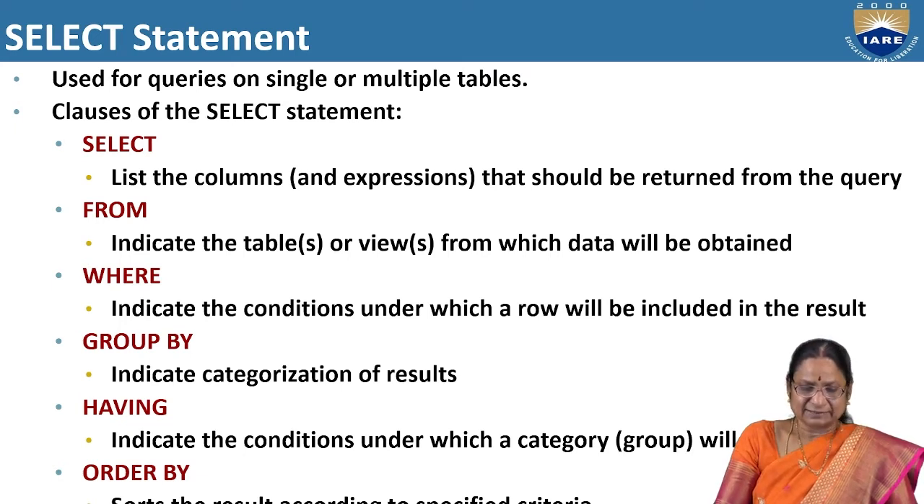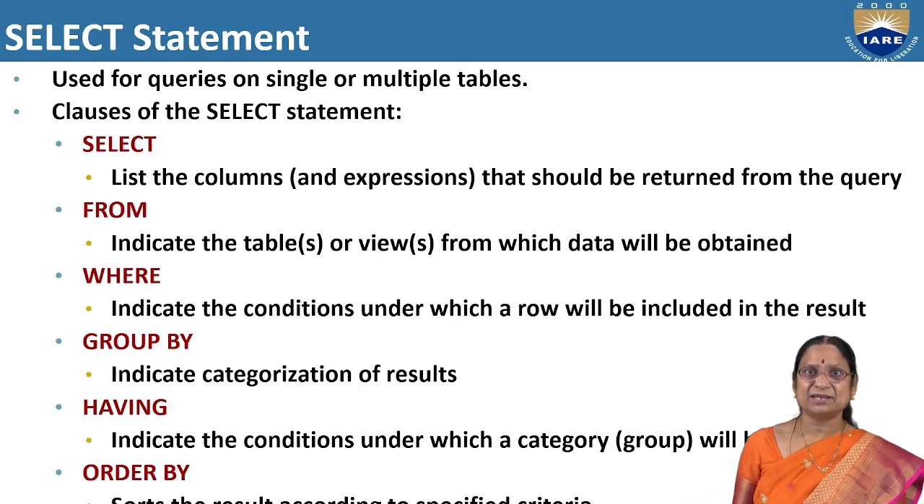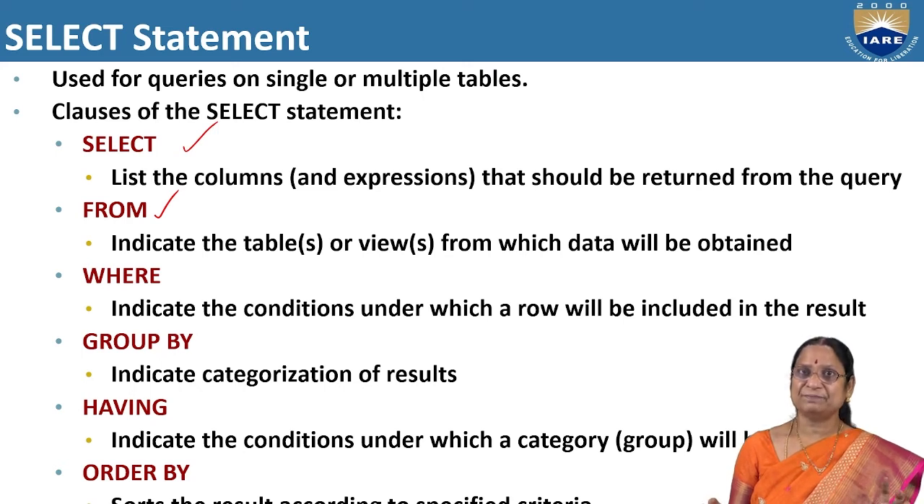The second clause is the from clause. From indicates input; select indicates output, in other words. From means from where the data has to be taken, from which tables. The list of tables is provided here. It may be a table or it may be a view also. So from indicates the tables or views from which the data will be obtained. Those tables or views are specified in the from clause. So select is output, from is input.